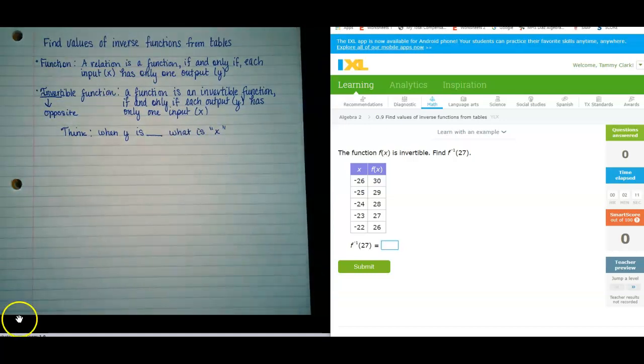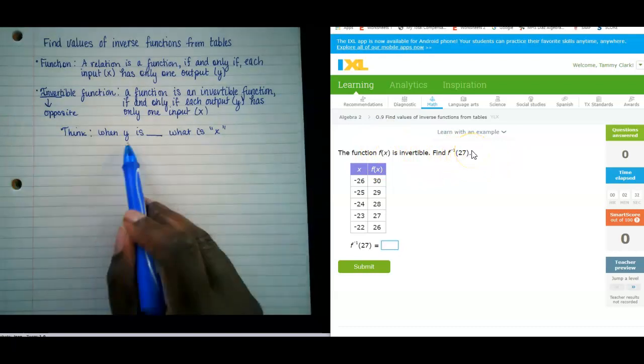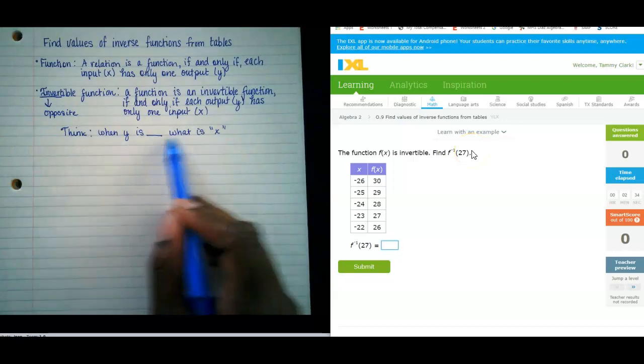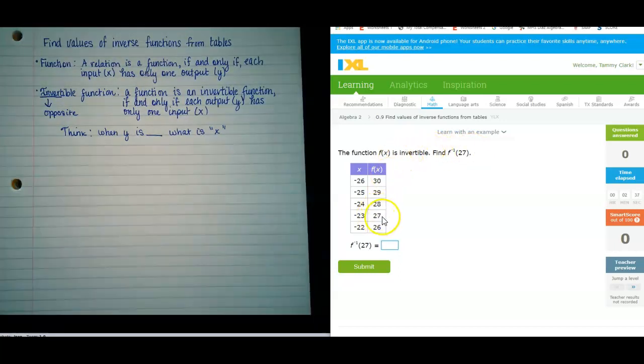Let's take a look at this table here. We have the function f of x is invertible. In other words, they're telling you it is an inverse function. Find f inverse, or the inverse of this function, when y is 27. That's what they're saying. When y is 27, what is x? Well, let's go down to the value of y, and the y coordinate here, x would be negative 23. So we simply type in negative 23.